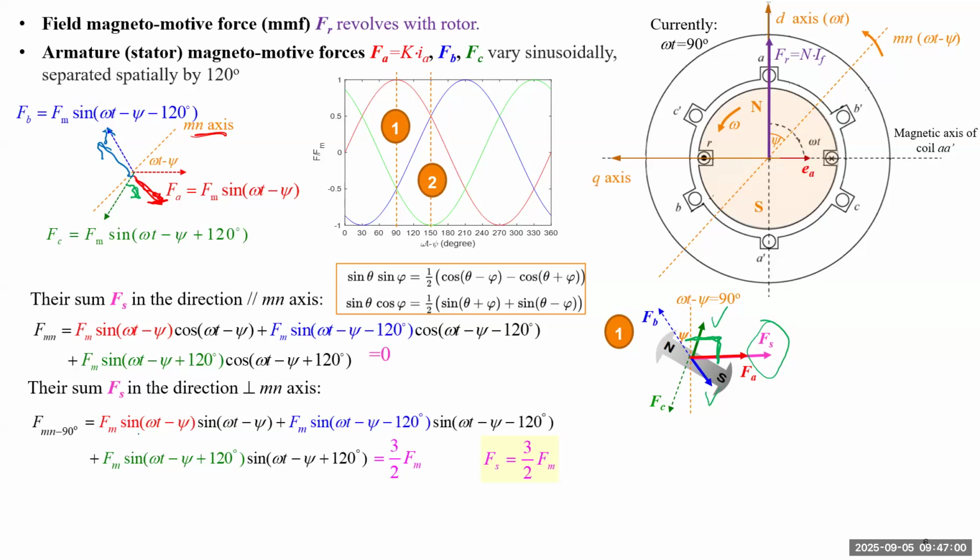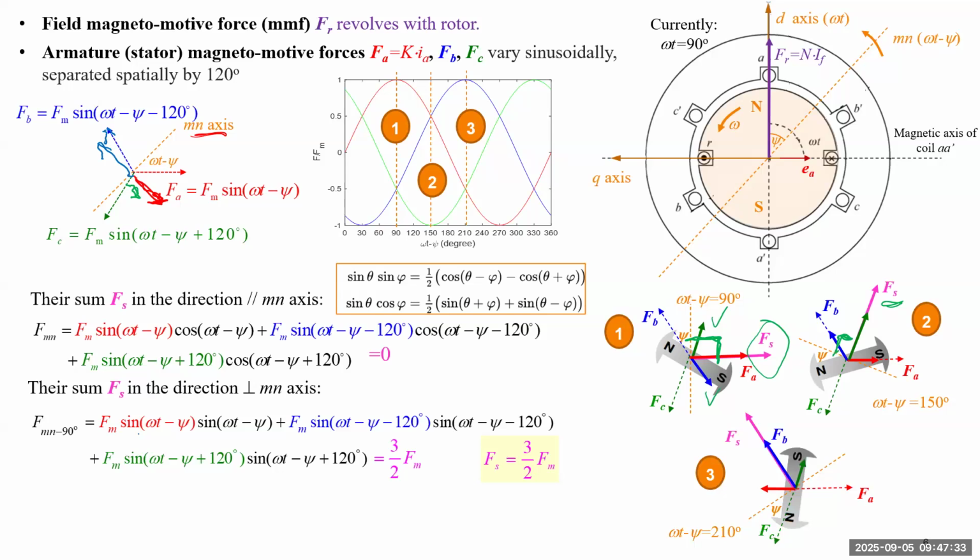For the second moment, we have the green one reaching the minimal value, and the red and the blue have positive values smaller than the maximum. The MN axis is in the direction of 150 degrees. So the total gives you this FS, which is still orthogonal to the MN axis. And at the third moment, we have the blue one reaching the maximum value, and we still have the total magnetomotive force orthogonal to the MN axis.